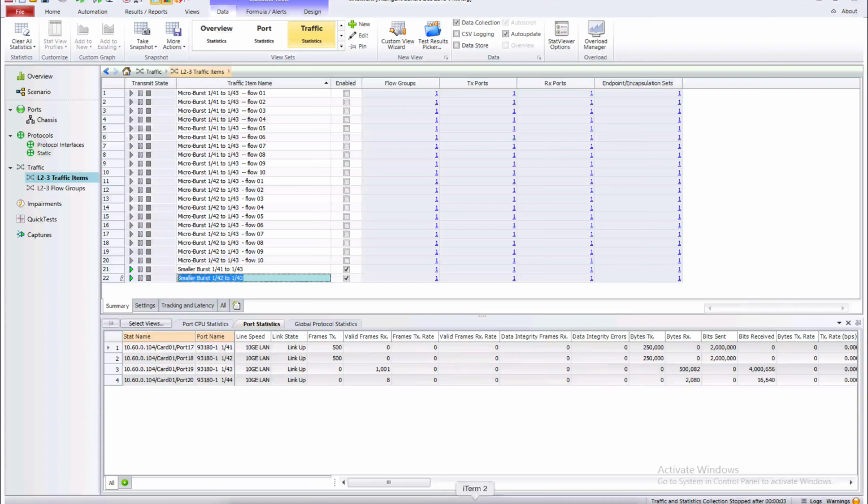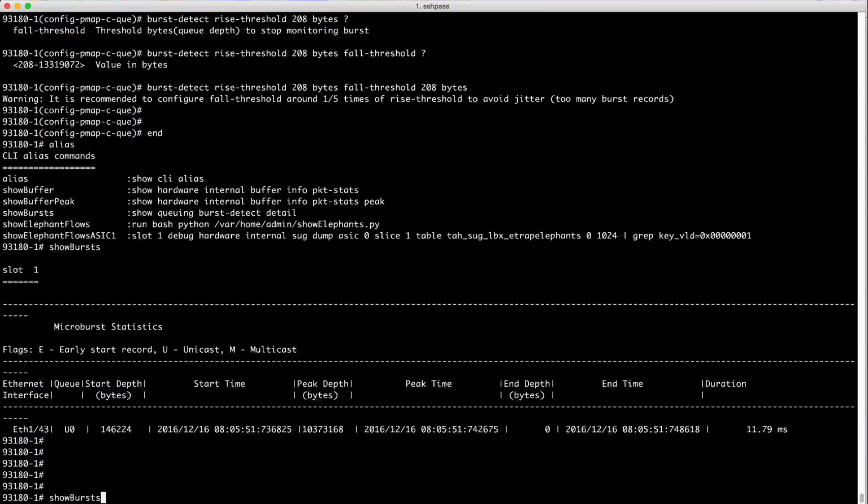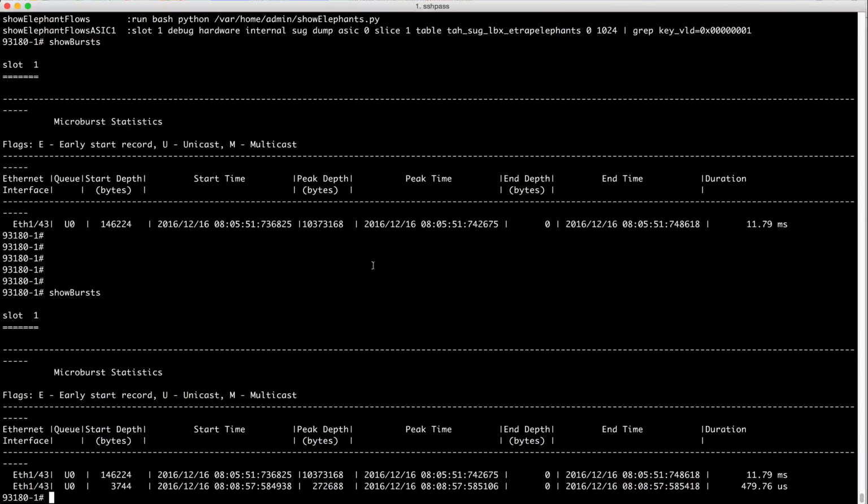Okay, so the burst happened. Let's check the CLI again. And we can see here the burst has been seen. Same interface. This is the start depth. This is the time, the peak. And we see the duration is a little bit more, probably because it's not exactly precise at the microsecond and we were not sending exactly line rate. But what matters is the burst has been detected and we know the time and we know the peak number of bytes when the burst happened.